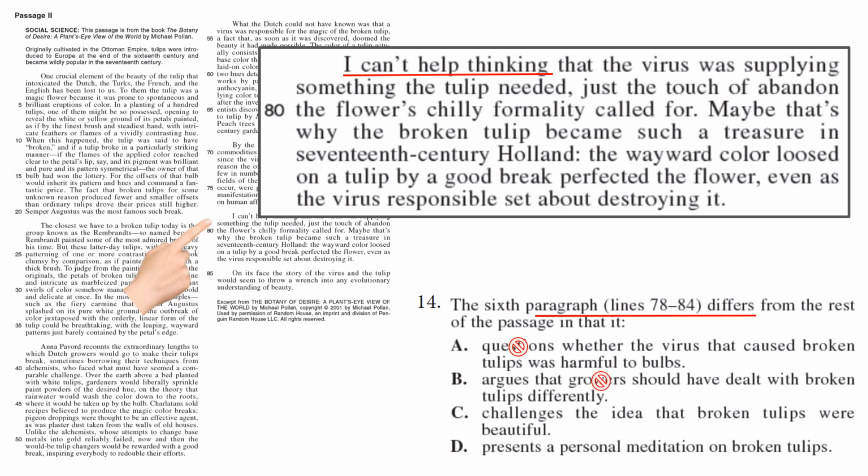Argue that growers should have dealt with the broken tulips differently. Doesn't talk about growers. He's not really making an argument. Challenge the idea that broken tulips are beautiful. Doesn't talk about challenging the beauty. Presents a personal meditation on broken tulips. Absolutely. D.